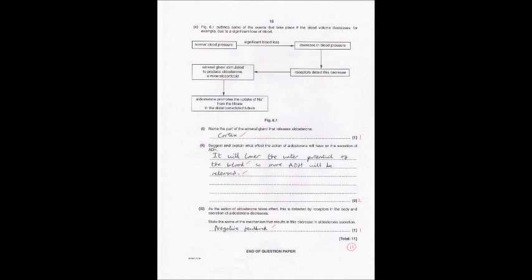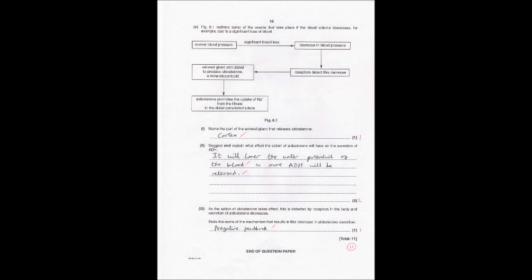Name the centres that detect this decrease. Well, it's osmoreceptors because they deal with water potential. Here we have a flowchart. Name the part of the adrenal gland that releases aldosterone. Now, you probably haven't heard of aldosterone.